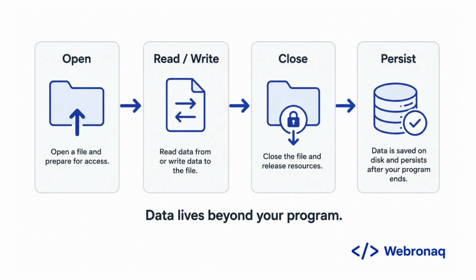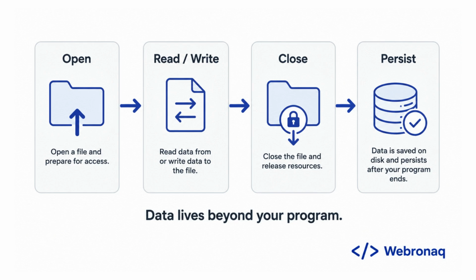Alright, let's bring it all together. File handling follows a clean lifecycle every time. You open a file, which gives your program a handle to work with. You read from it or write to it, moving data in whatever format makes sense, text or binary, as we saw in the previous slide. Then you close it, which flushes any remaining data and releases the resource.